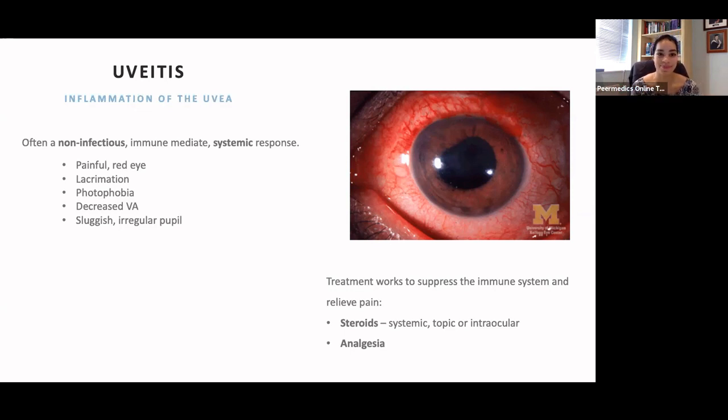So with inflammation of the uvea, what kind of things would you be thinking of? What are the buzzwords in a question?